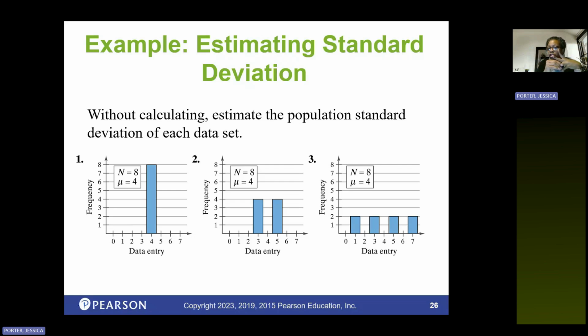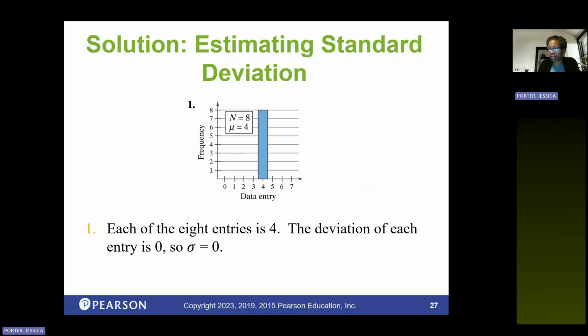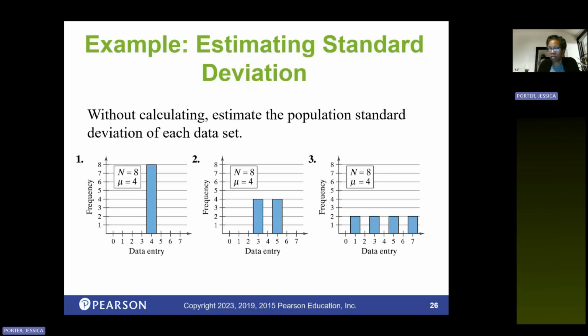What about number 2? What do you think that standard deviation is? Yeah. It's about a 1, because the mean is about 4. So 1 standard deviation away.